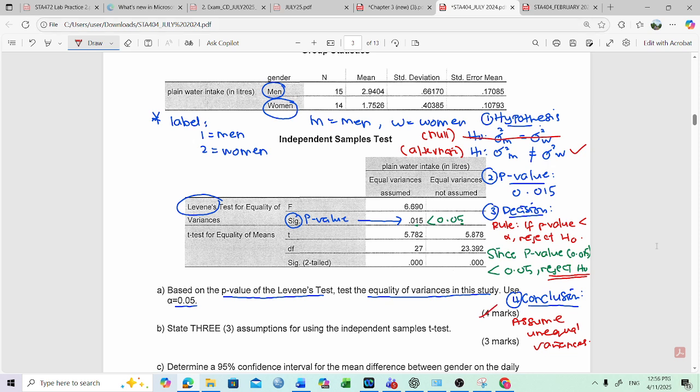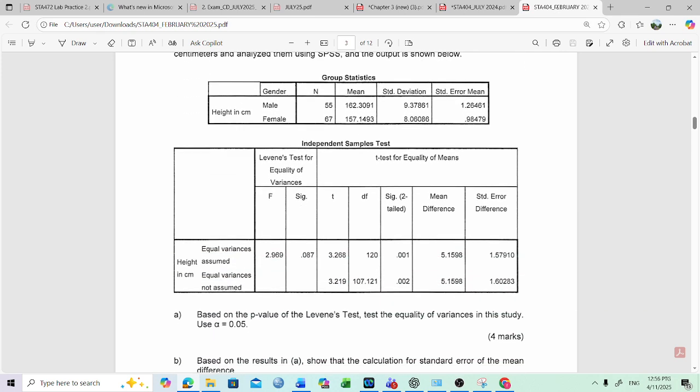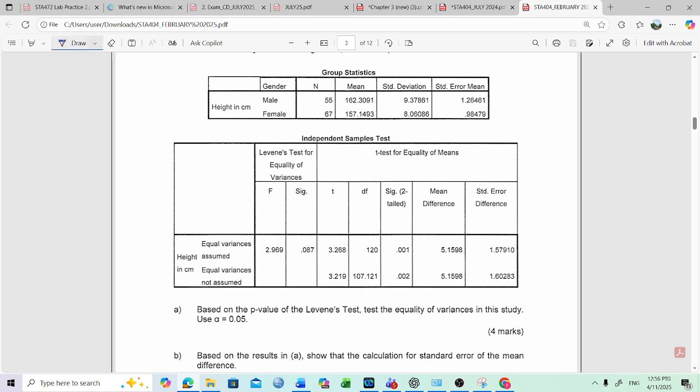You can repeat this by doing the February 2025 question number 2A. This question also asks you to conduct the Levene's test, similar to July 2024. You can do this one as your homework.